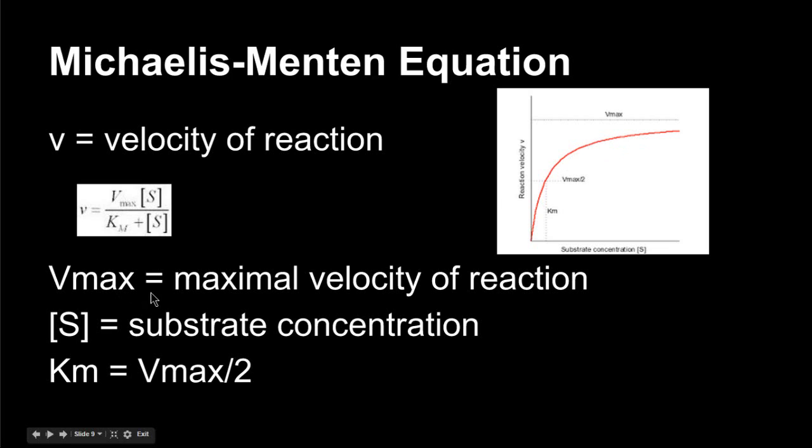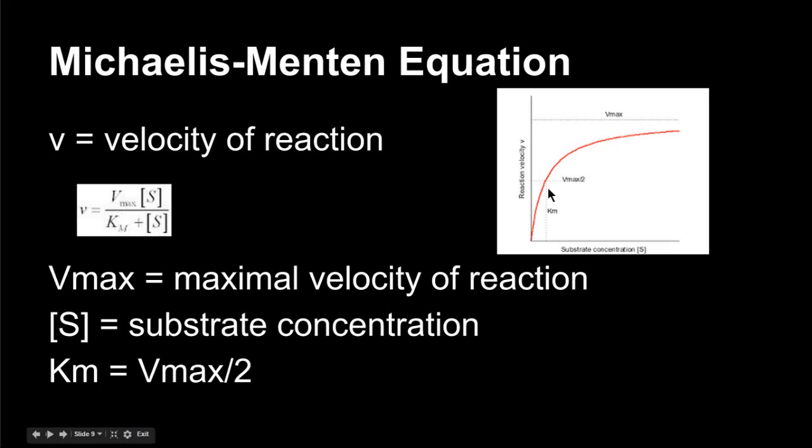Well, that saturation that I reach is the Vmax. It's the maximal velocity of the reaction. I'll never actually reach the Vmax. It's an asymptotic approach, but I can get awfully darn close. The substrate concentration usually has these brackets. As you remember from general chemistry, this represents concentration. And then the Km is the maximal speed of the reaction divided by 2. And so that's what the Km represents.